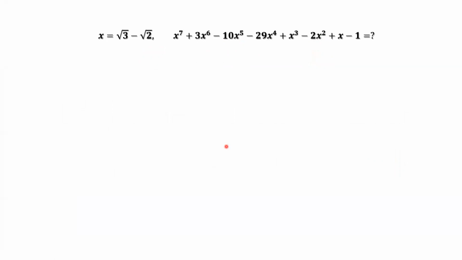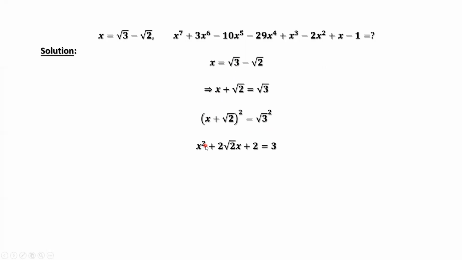First, we simplify the given condition x. Rewrite this given condition. We square both sides. What are we trying to do? We want to get rid of the root sign. Continue to simplify. Rewrite this equation as the following.